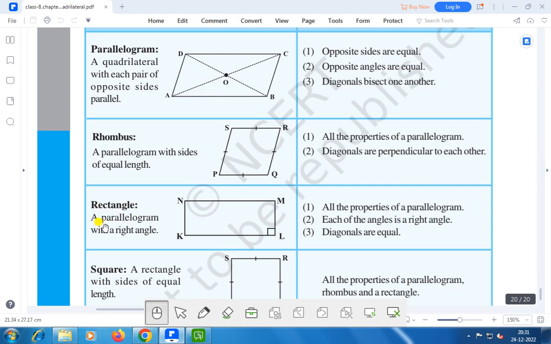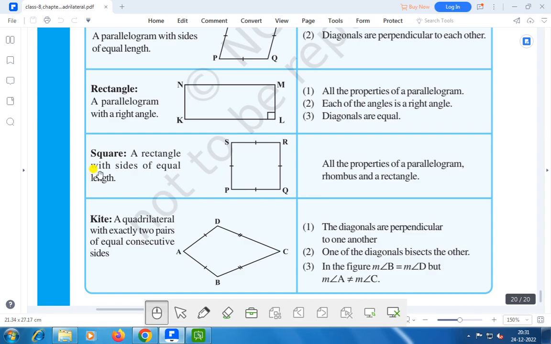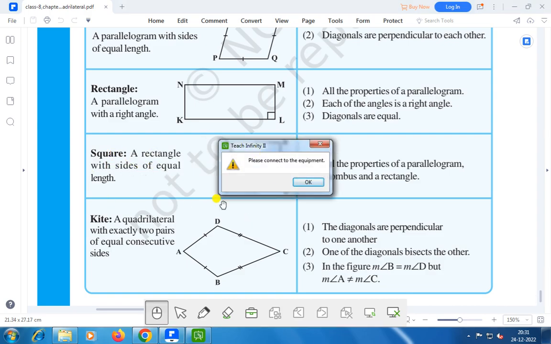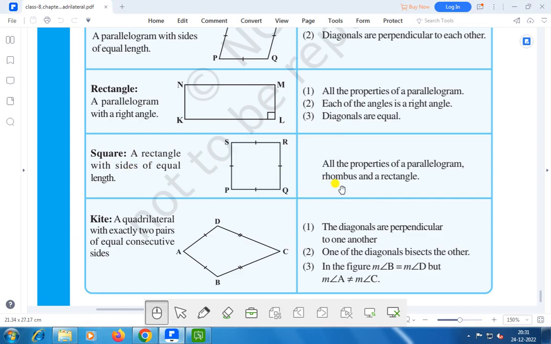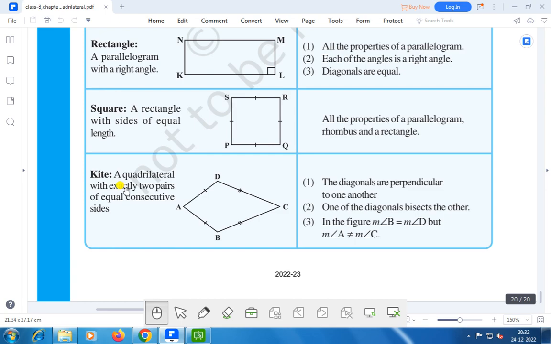Now the next one is rectangle. A parallelogram with a right angle. This is a parallelogram with one right angle; that is a rectangle. It has all the properties of a parallelogram. Each of the angles is 90 degrees and the diagonals are equal. Diagonals are equal in a rectangle. Square: a rectangle with sides of equal length. This is a rectangle but with sides of equal length. It has all the properties of a parallelogram, rhombus and rectangle; that is a square.